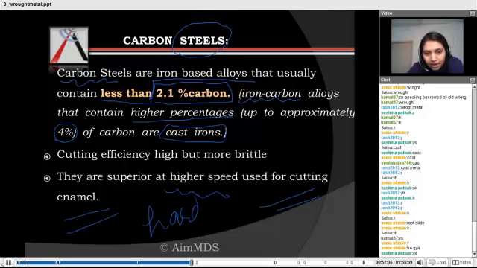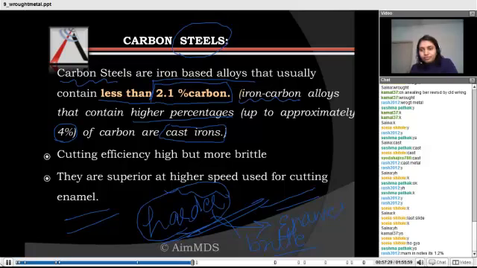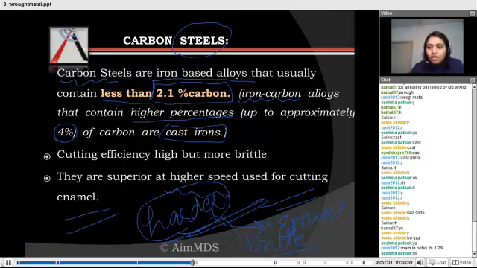Since they are harder, they can cut enamel, but something that becomes harder is usually less ductile. And anything that is less ductile is brittle. Brittle, you get it? What is brittle? It's not elastic. If it bends, this thing.